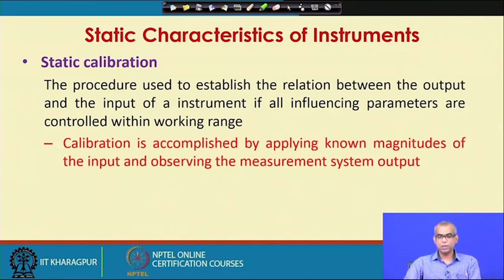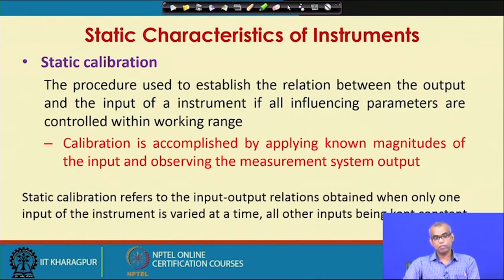So, calibration is accomplished by applying known magnitudes of the input and observing the measurement system's or instrument's output. So, we will introduce a known magnitude of the input to the instrument. We will observe and record the instrument's output, and from this known input and the instrument's output, we can establish the calibration or the functional relationship that exists between input and output.